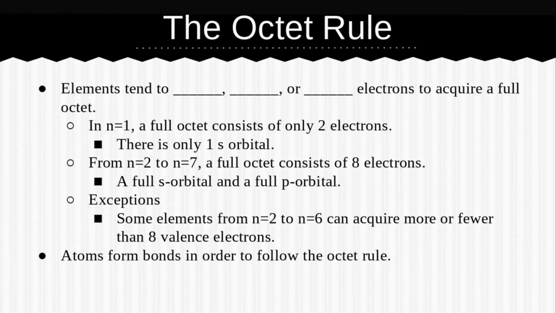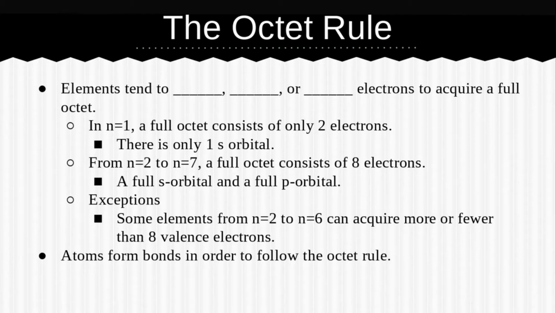In the first energy level, n equals 1, a full octet would only mean 2 valence electrons. That's just for hydrogen and helium. There's only one s orbital in the first energy level, and so there's no way to fit 8 valence electrons. And there's also no way that the 1 or 2 protons in the nucleus could hold on to that many valence electrons, eight full valence electrons.